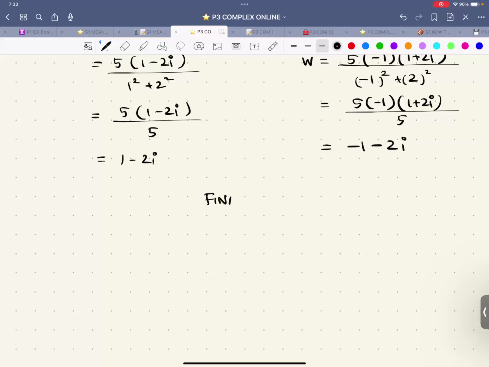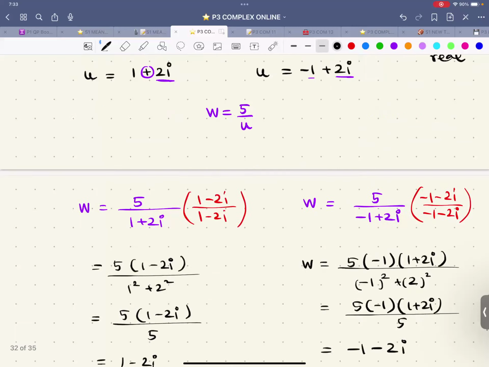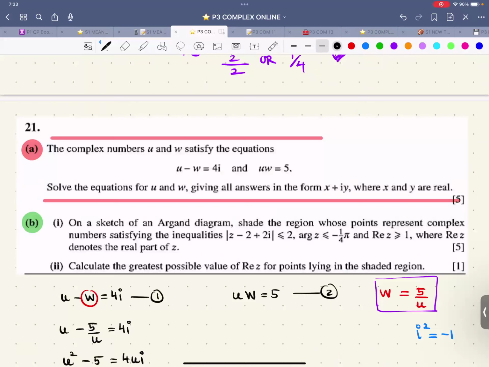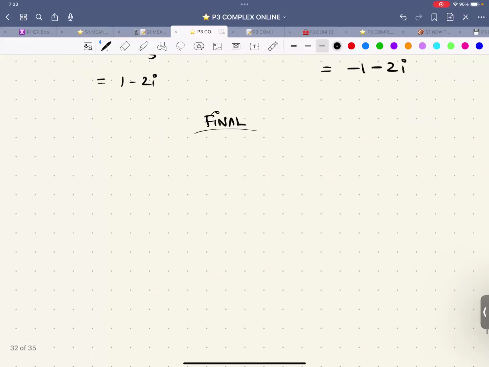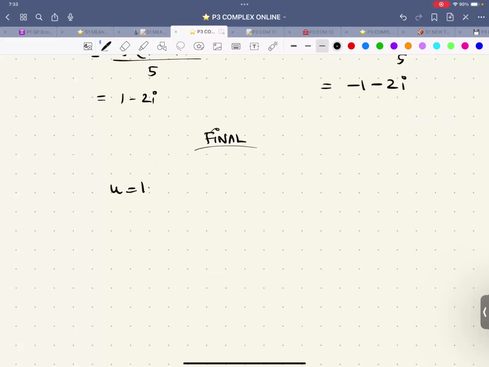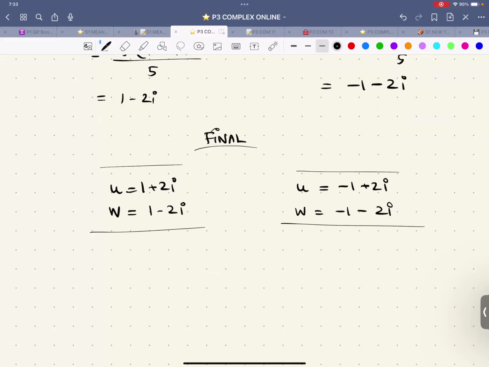Therefore, the final answer, what are we interested in? We are interested in giving all answers in this form. So U is 1 plus 2i, first of all. And then the corresponding value of W is 1 minus 2i. And then the other value of U is minus 1 plus 2i, and the corresponding value of W is minus 1 minus 2i. That is the answer for this part.